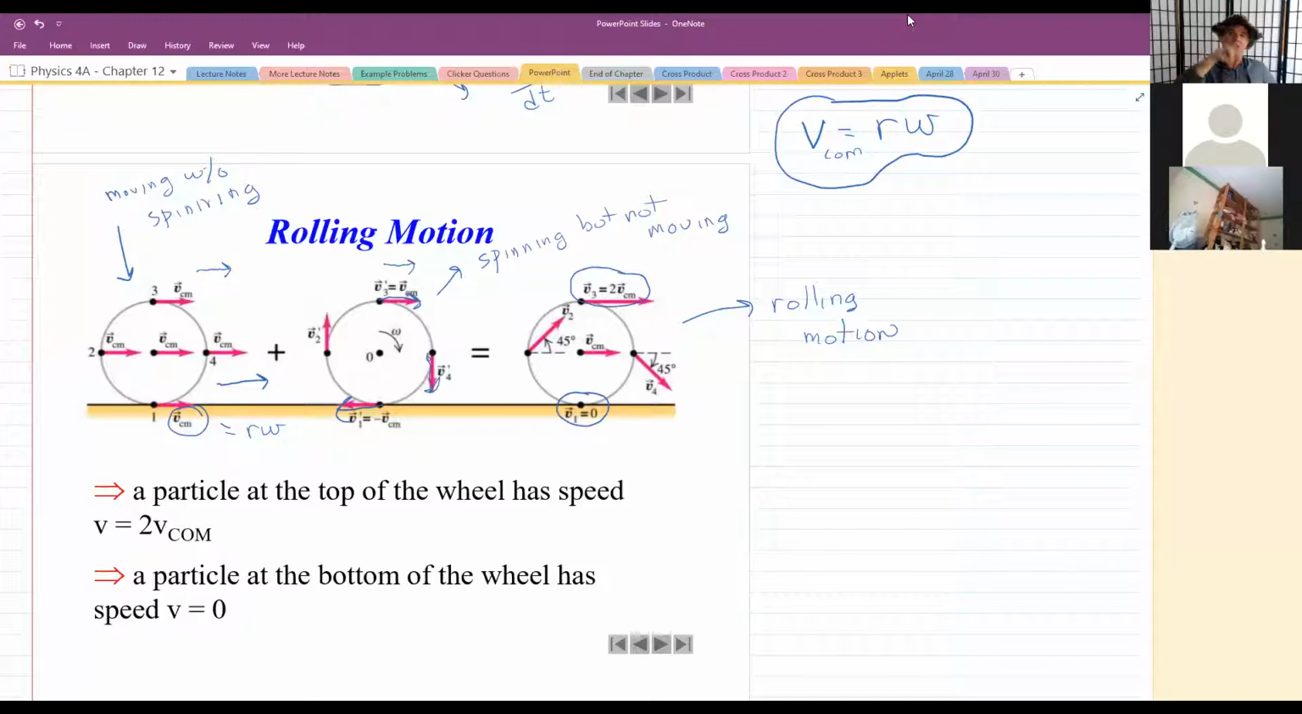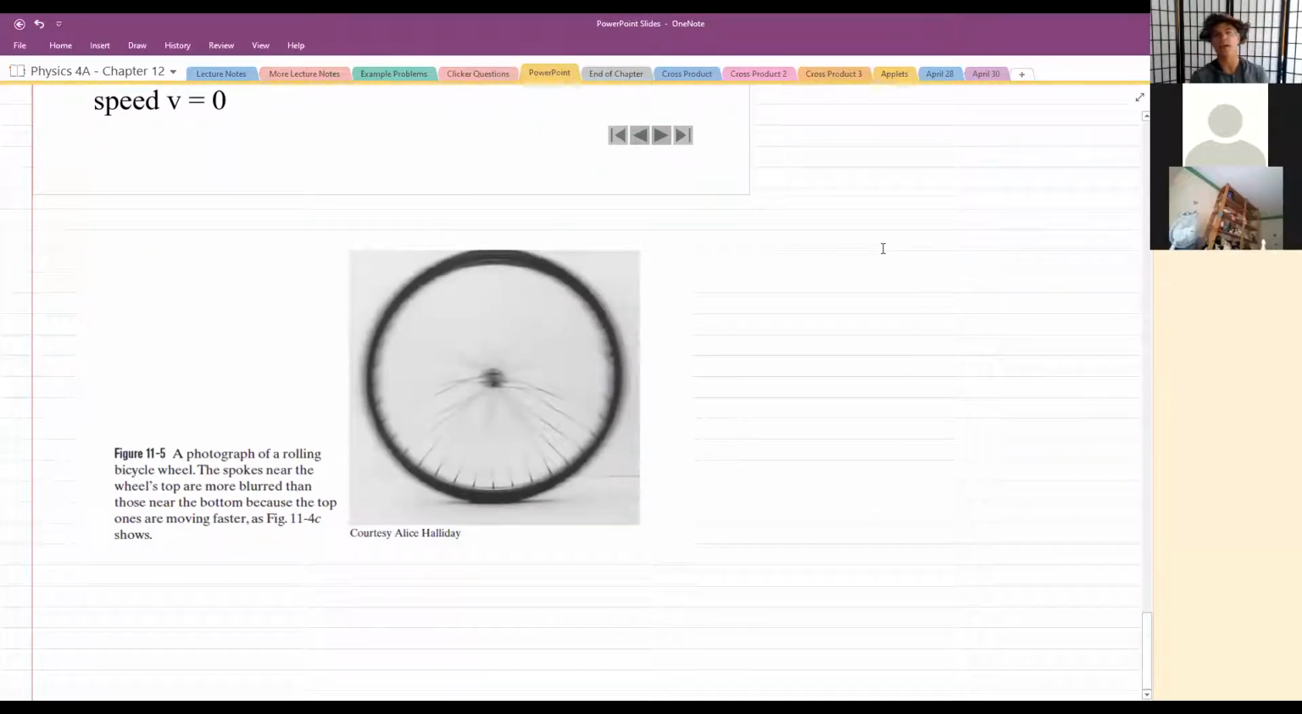So kind of interesting, as this wheel is rolling, the top of the wheel is moving much faster, and the bottom of the wheel is actually instantaneously at rest. Have you ever seen a picture of a spinning wheel? So here's a wheel which is rolling. You can clearly see the spokes over here, and over here the spokes are blurry. That's because as this whole wheel is moving forward at some speed at the center of mass, the top is moving at 2 times that speed. And here the bottom is at rest. Just kind of a cool point in terms of rolling motion.